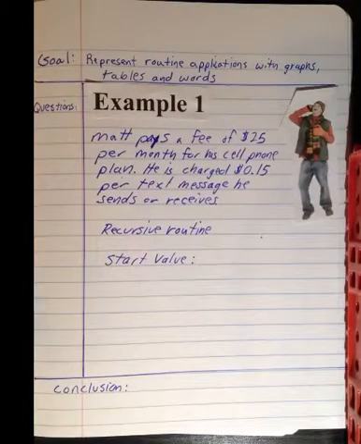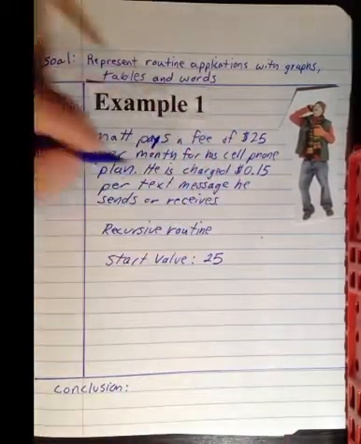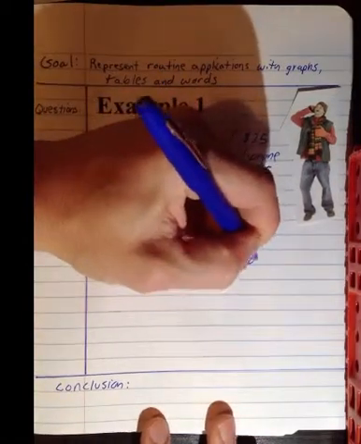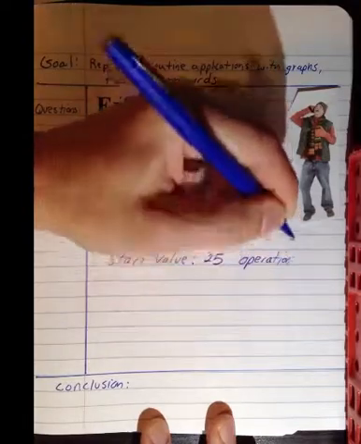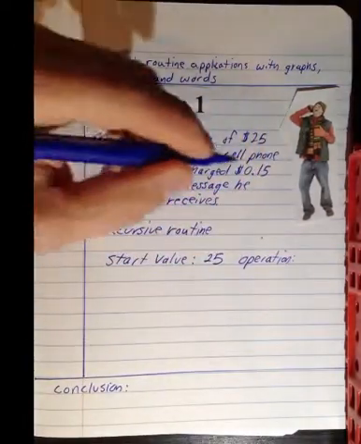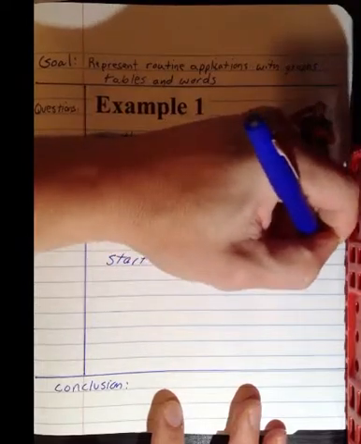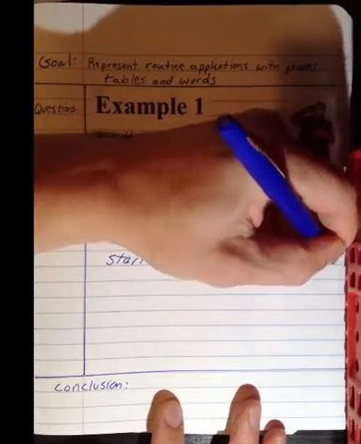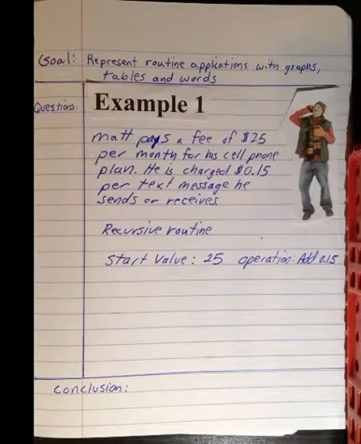Now, let's think about the operation. If he sends 1 text, what's his total fee going to be? Well, we would add $25 plus 15 cents, and that would be his bill. So the operation is going to be to add 15 cents.